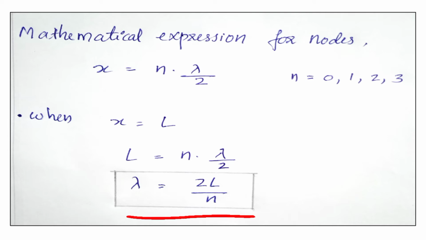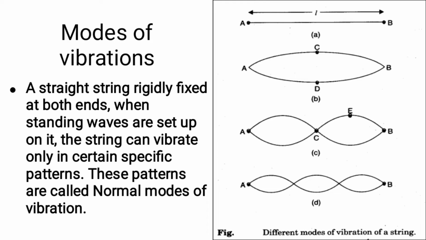Now the next topic is the modes of vibration of string. When standing waves are set up on a string rigidly fixed at both ends, the string can vibrate only in certain specific patterns. These specific patterns are called normal modes of vibration. These are the different modes of vibration of strings. Now let us talk about the first mode of vibration, second mode of vibration and third mode of vibration.